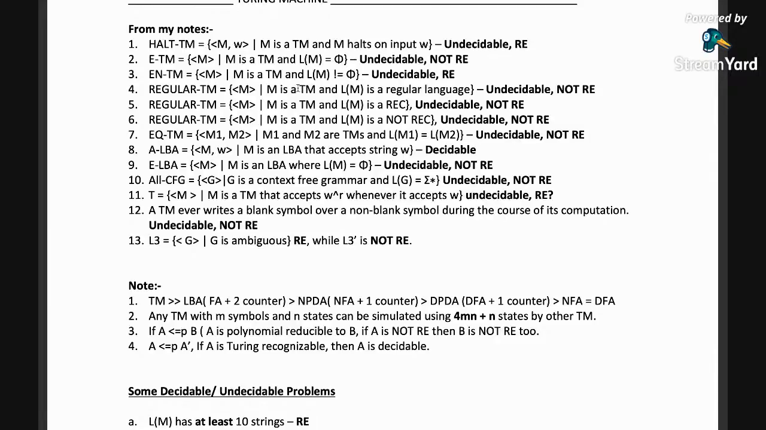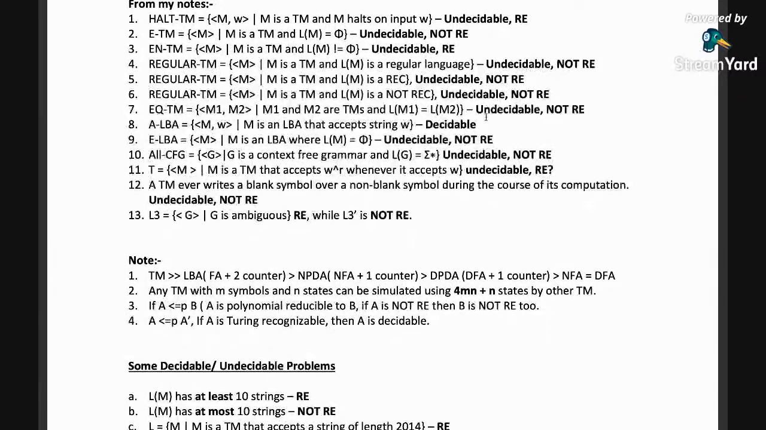Regular Turing machine. M is a Turing machine and the language of M is a regular language. Undecidable. M is a Turing machine and the language of M is recursively enumerable. Undecidable. Not RE. M is a Turing machine and the language of M is not recursively enumerable. Undecidable. M is a Turing machine and the language of M is recursive. Recursive language is undecidable.